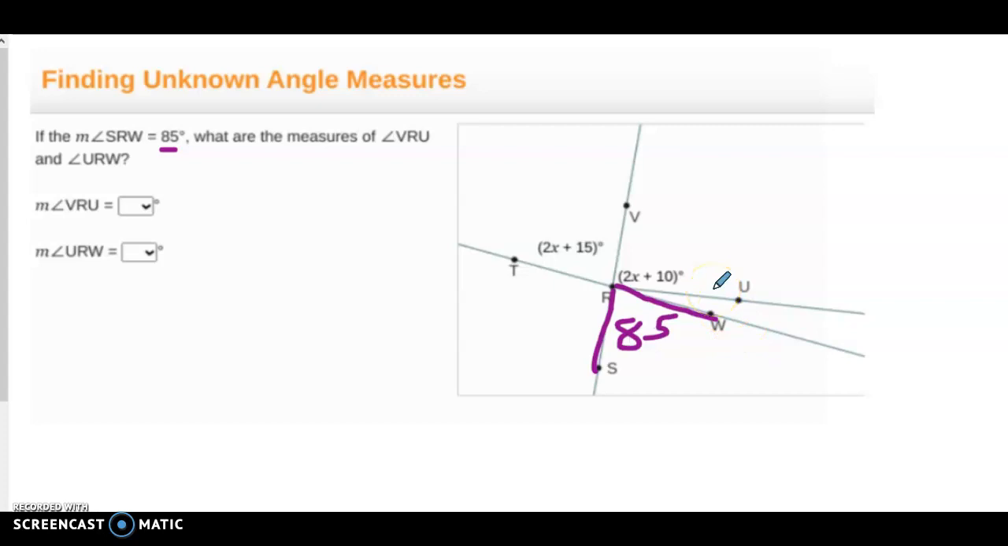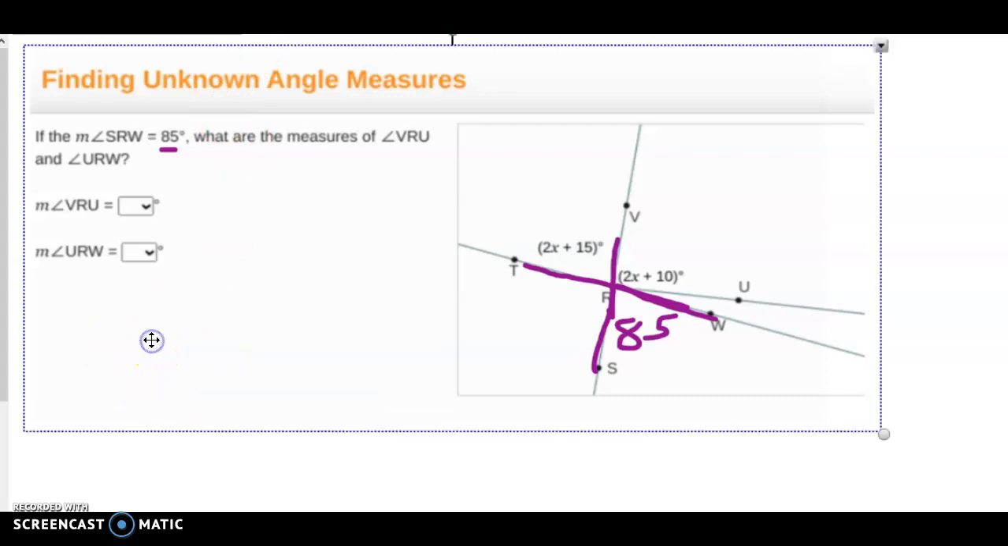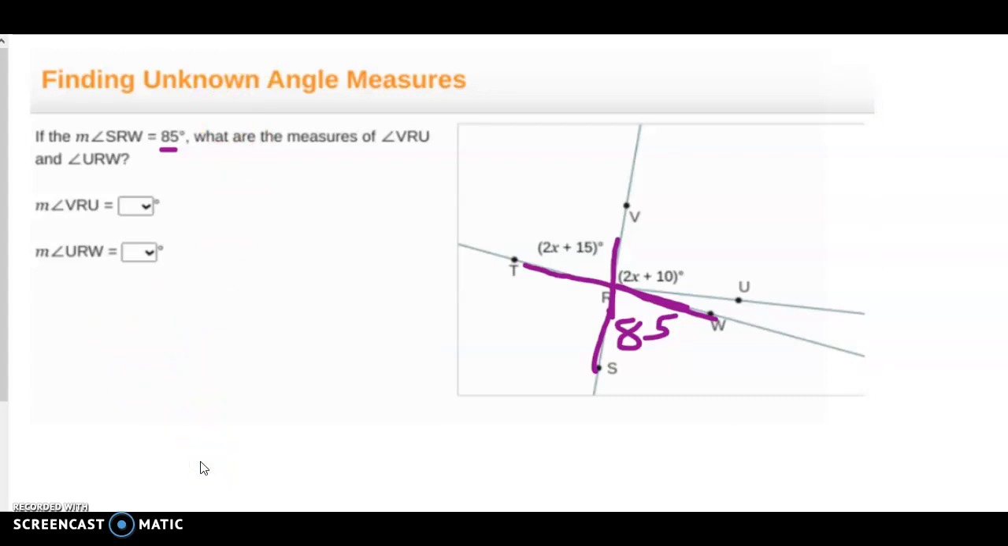Now you have a straight line and you have vertical angles here. So if you deal with the vertical angles, that's when you have these crisscross lines. So that means that this 2x plus 15 has to equal that 85 because vertical angles are congruent. So I can do 2x plus 15 equals 85.